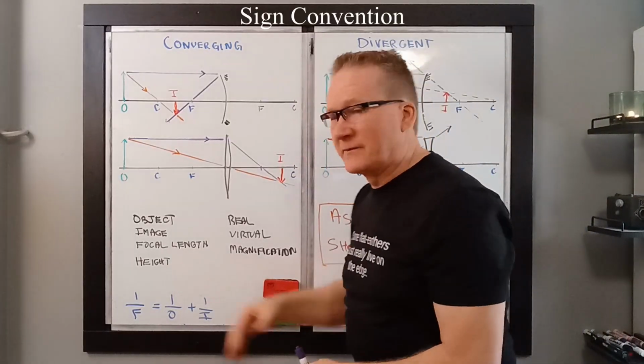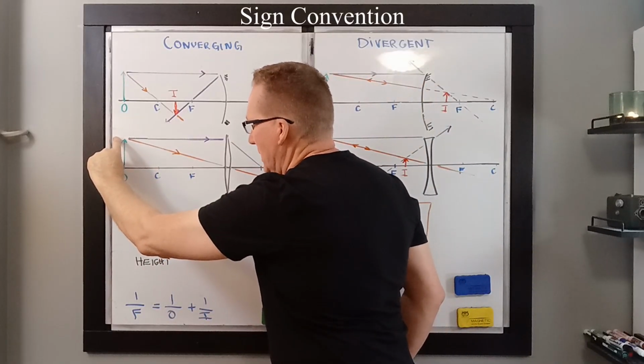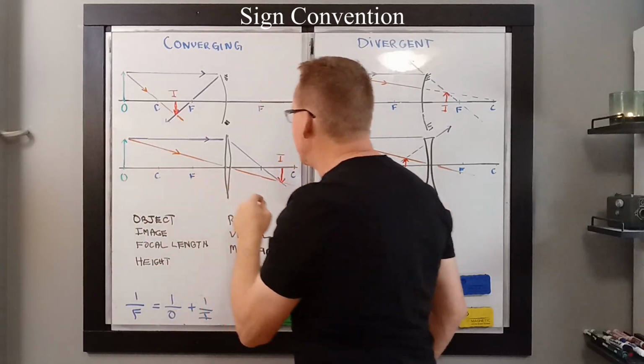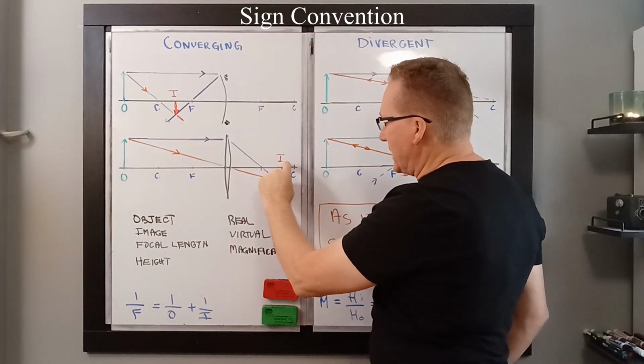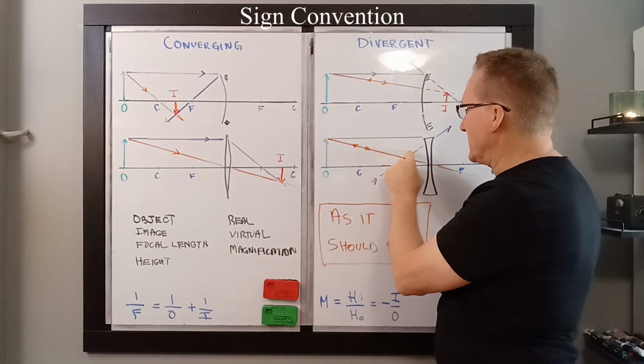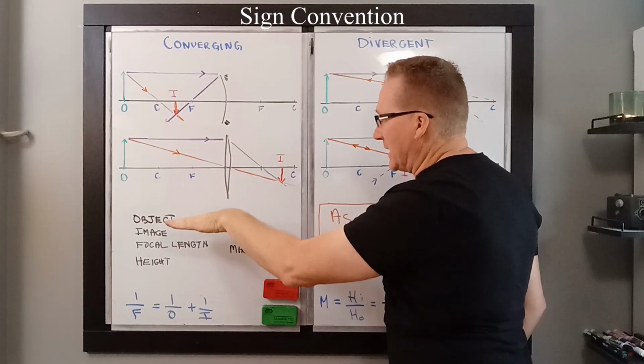And then we have the heights of objects. This one again is as it should be. The height of the object here is positive if it's upward from the principal axis. And here notice this image is negative height because it's downward. And this one over here, this again is a positive image as well. So the heights of the object are positive if they're up, negative if they're downward.